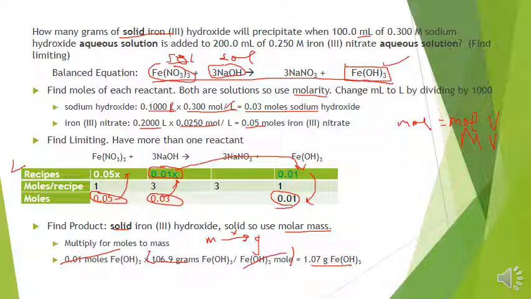You'll see this as a theme. If you have more than one reactant, you're going to find the limiting reactant. First of all, you have to find the moles of each, and then you plug them into the table and figure out which one gives you the least amount of recipes. Then figure out how many moles of the products you need, or whatever you're asked for, and then find it. Remember to use states. If you have solids, you'll be using molar mass. If you're using a gas, you'll be using PV equals nRT.